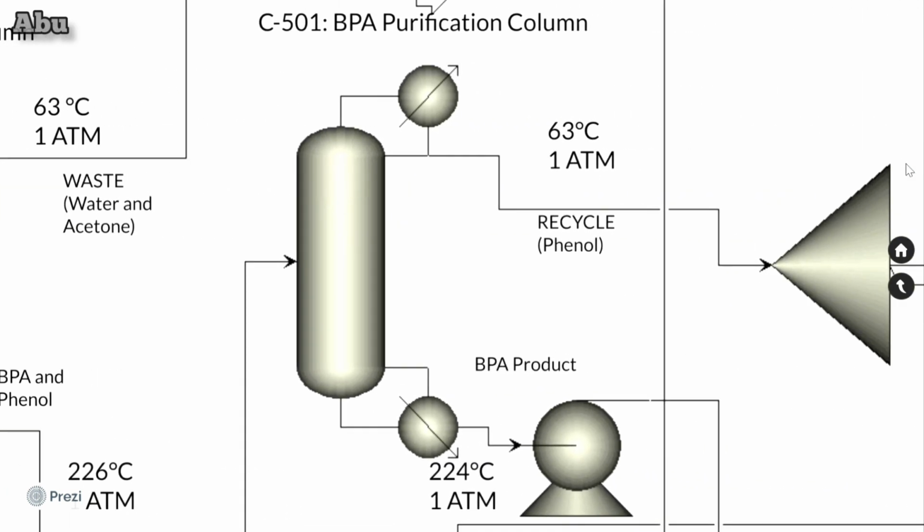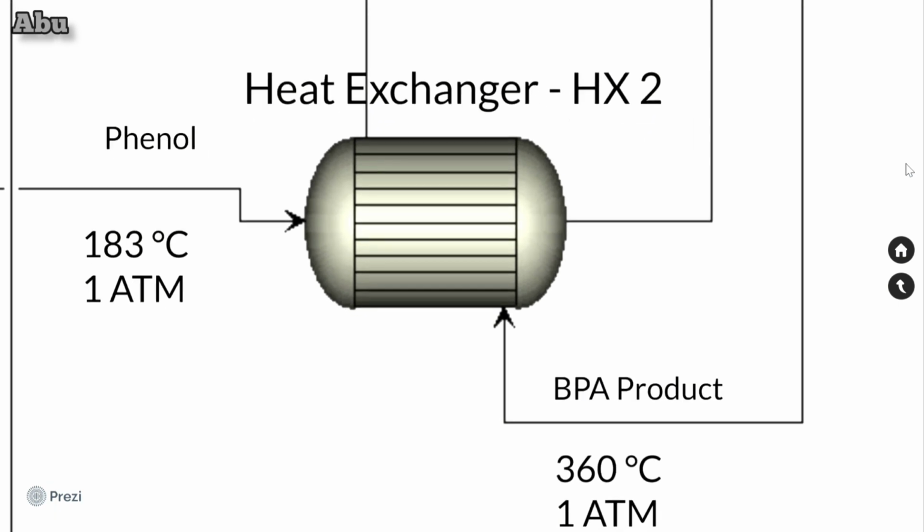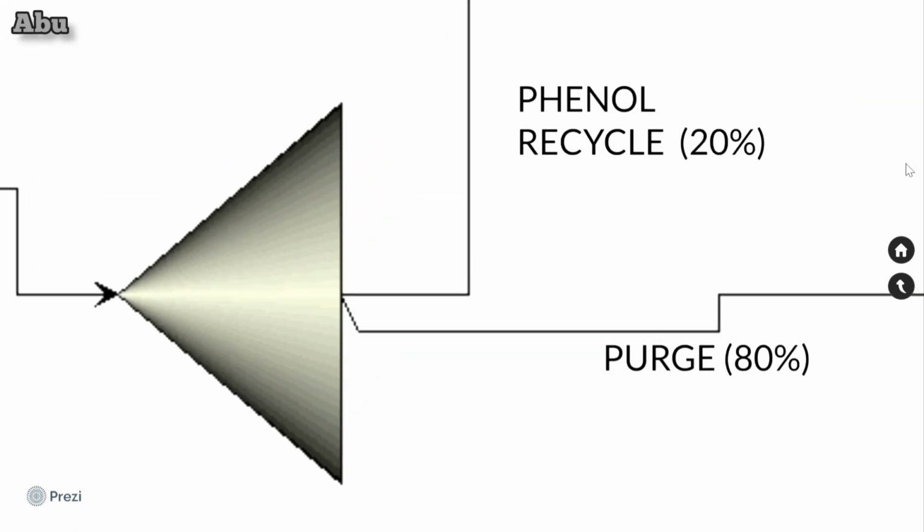The BPA and phenol are fed into the purification column, where phenol is the distillate and BPA is the bottom product. Phenol is fed into the second heat exchanger, which is then fed into the fixed bed reactor. BPA from the purification column is fed, which is then sent to the BPA storage. 20% of our distillate, which is phenol, is recycled, and 80% is purged to avoid accumulation of unwanted products.